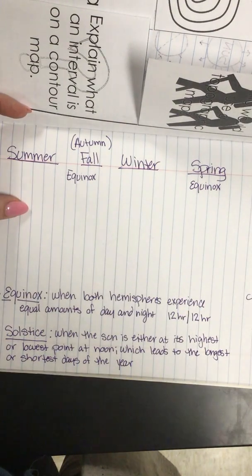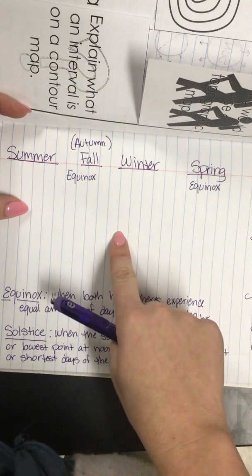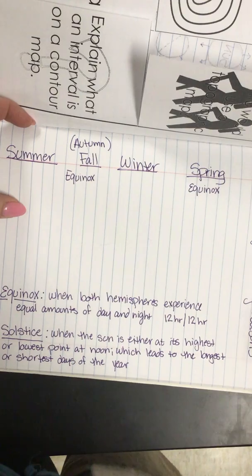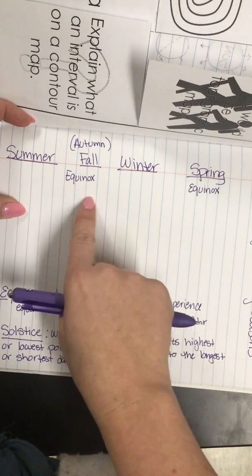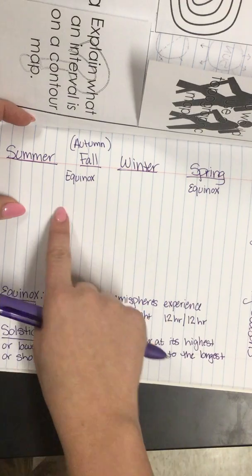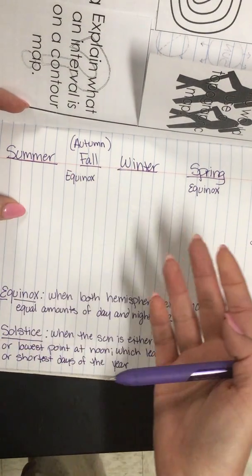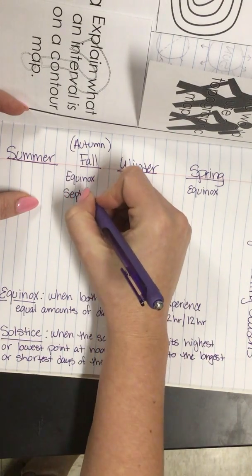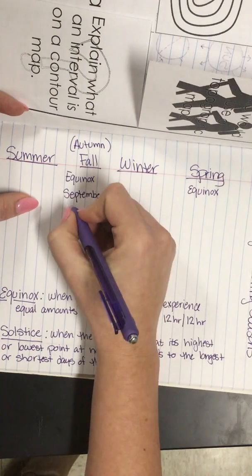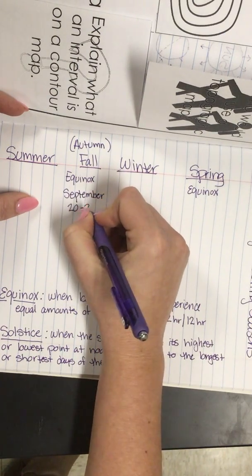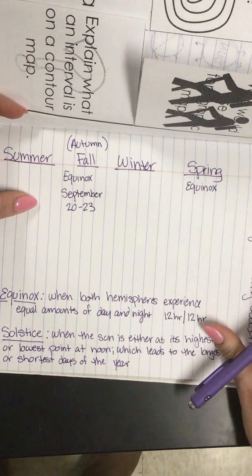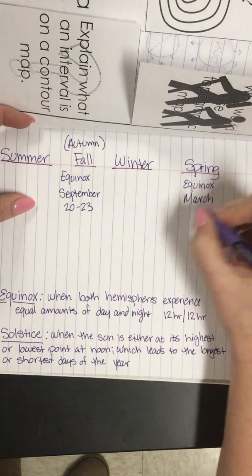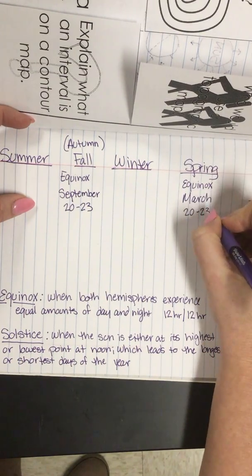Now, the weird part is because Earth's revolution around the sun is not exact, it's 365.25 days is how long a year technically is. So these dates can shift a little bit. So during the fall equinox, because by the way, you're going to have to know the dates, fall equinox always happens in September, but the actual date can be anywhere from September 20th through the 23rd. And then same with the spring equinox, that's going to happen for us in March, between the 20th and the 23rd.